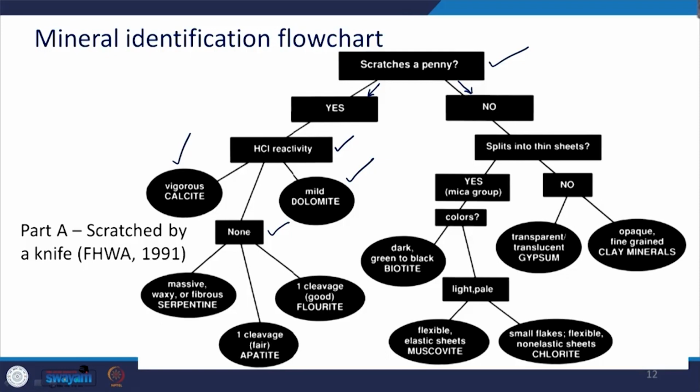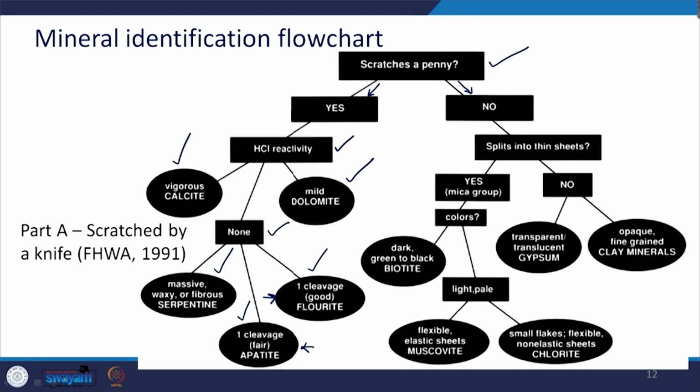That is, when it is not reacting with the hydrochloric acid at all, then in case it is massive, waxy or fibrous, it is serpentine. If it has a fair one cleavage plane, it is apatite, and if it has one good cleavage plane, then it is fluorite. Keep that in mind, that here the difference is, in this case it is the fair plane, and in this case it is the good cleavage plane. So, that differentiates apatite from fluorite.